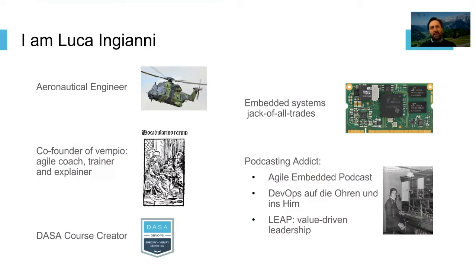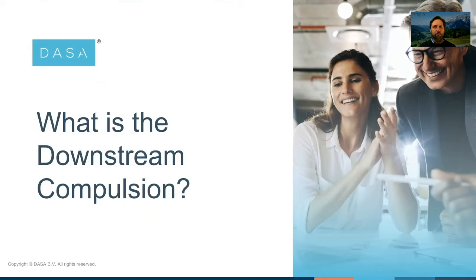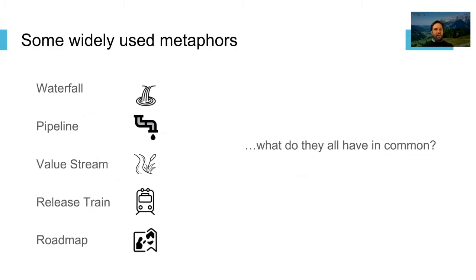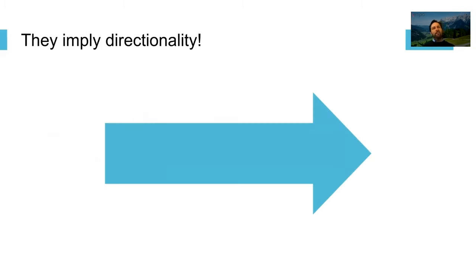Now, finally, what is the downstream compulsion? Let me explain this to you sort of the long way around. On this slide here, I have quite a few widely used metaphors that you are probably quite familiar with. Terms like waterfall, or a pipeline, or even a value stream, or a release train, or a roadmap. What do all of those metaphors have in common? They imply directionality. They always go that way.